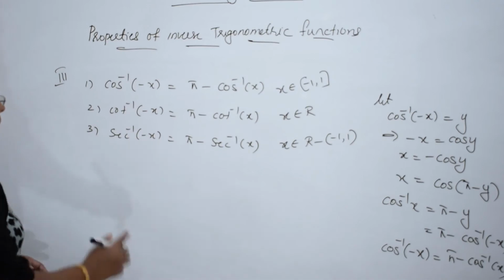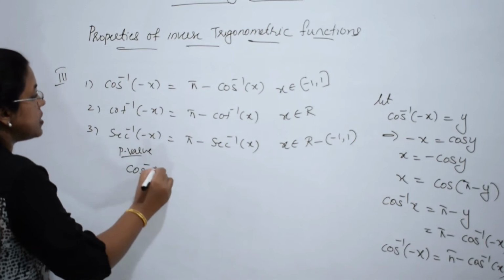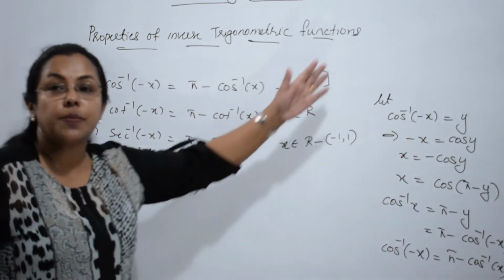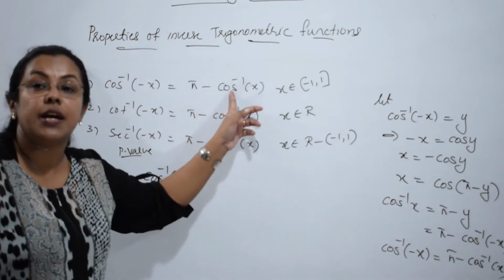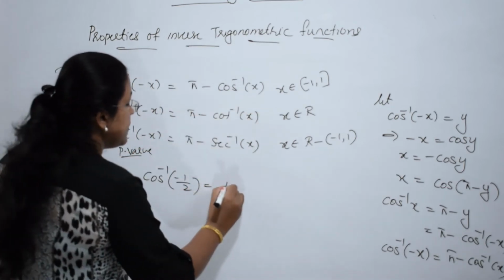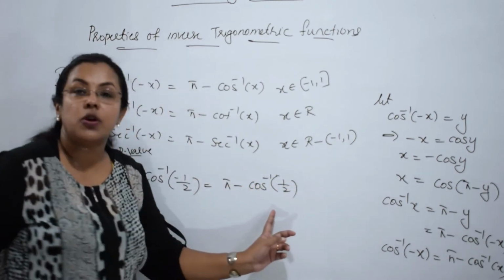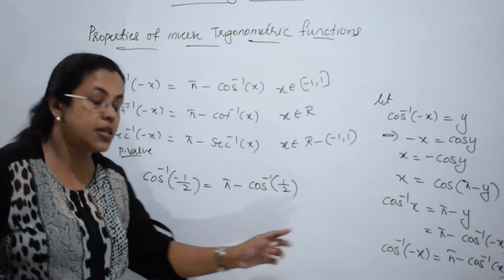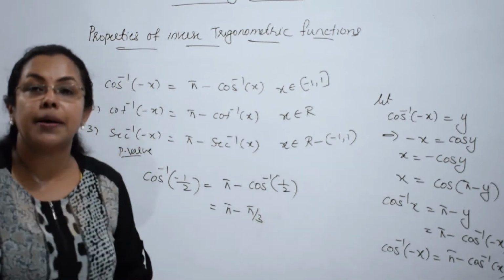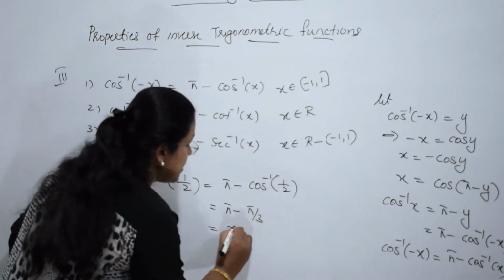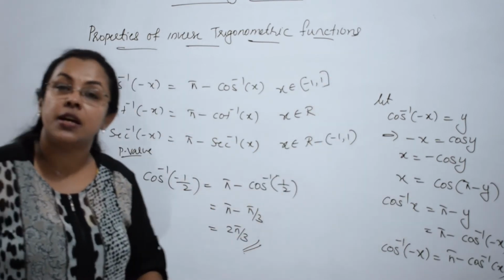Now, what is its application? Suppose we want to find the principal value of cos inverse minus half. The actual process, you know, is a lengthy one. Instead of that, we can write directly with the help of properties. That is, we can write it as pi minus cos inverse half. We know what is cos inverse half. Cos 60, that is pi by 3. Pi minus pi by 3 is 2 pi by 3. There is no need of a lengthy process. We can write it directly.